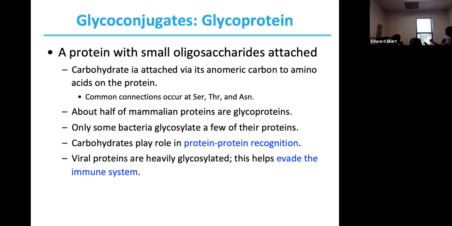If we look at some other glycoconjugates that we have out there, there's a whole class. Basically, you can think of our carbohydrates in a way as decorations. You know, you see all those little stickers up.